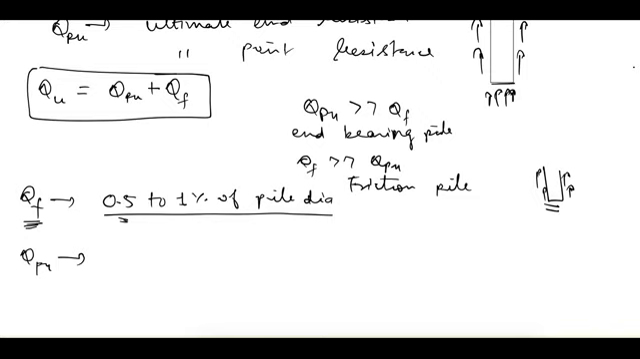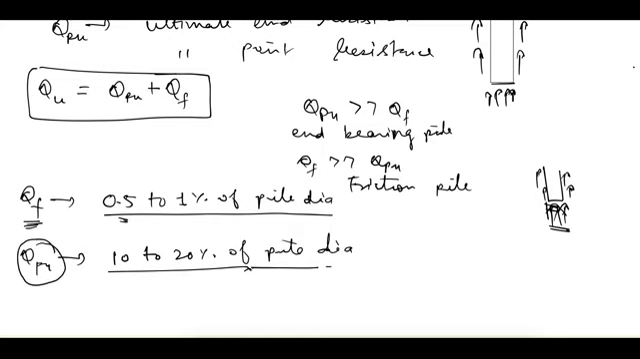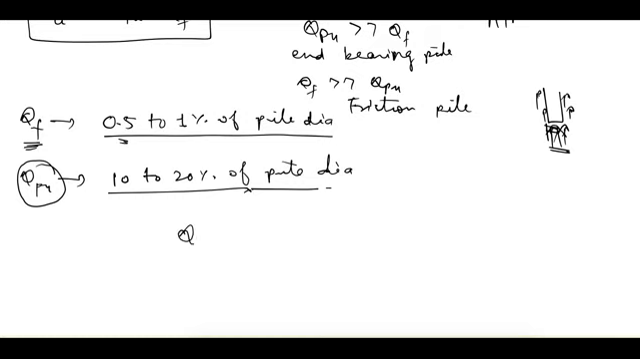Similarly, for ultimate point bearing resistance, what is the movement required at which the base of the foundation is giving its maximum capacity? For that, 10 to 20% of pile diameter is the relative movement required to completely mobilize the end bearing resistance. Now, here I said that QU is equal to QPU plus QF, that is the maximum value of end resistance and maximum value of frictional resistance.